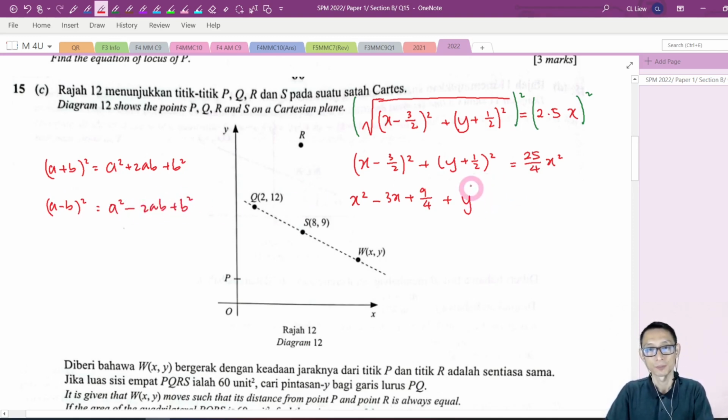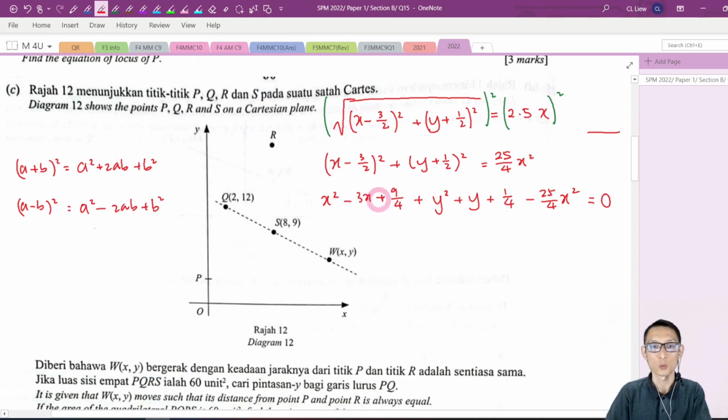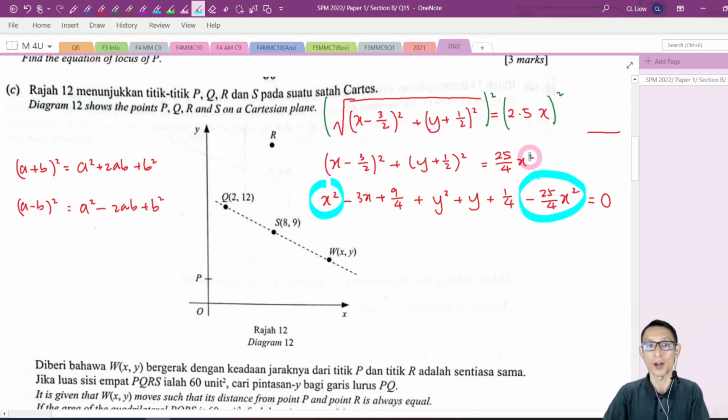Now y square plus 2 times this, you will get y plus this one square, 1 over 4. So this one I'm going to move to the other side, becoming minus 25 over 4x squared. Now we just need to simplify the like terms. Let's look at x squared first: x squared and negative 25 over 4x squared. Just press your calculator, 1 minus 25 over 4, you will get negative 21 over 4. And don't forget to write the x squared.